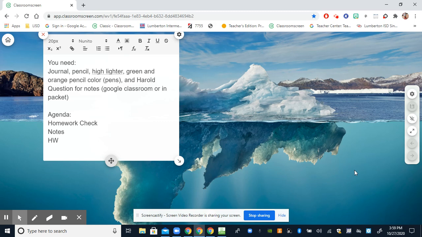You'll need your journal, pencil, highlighter, a green and orange pencil color, and your Herald question, which is in your notes. It's in Google Classroom under Herald question, or if you got the note packet, it's just one sheet that says Herald. It's a word problem. You also need glue. Forgot to include that on there. We're going to check our homework real quick, go over our notes, and then start our homework.